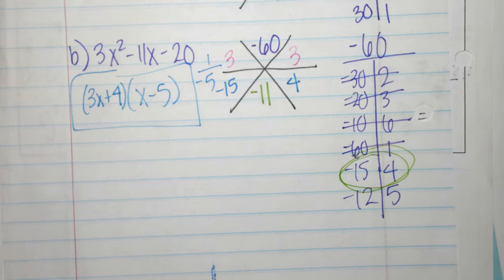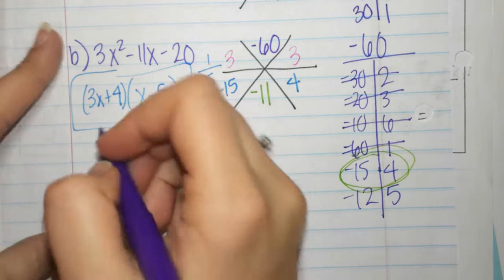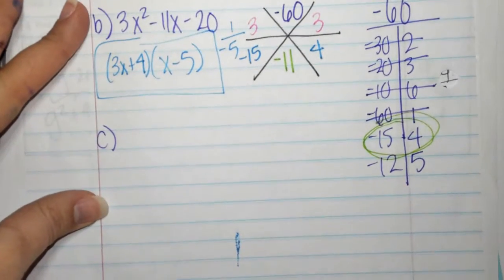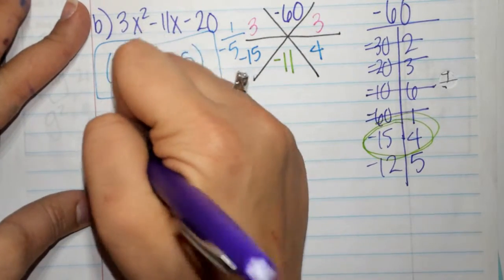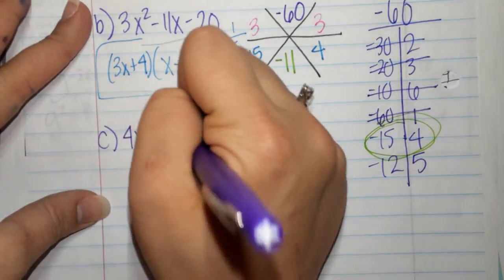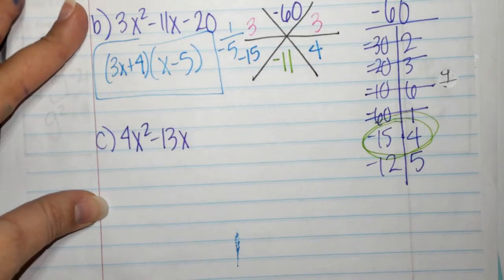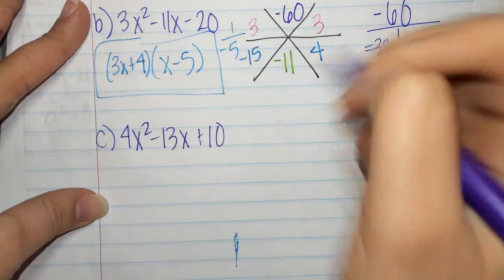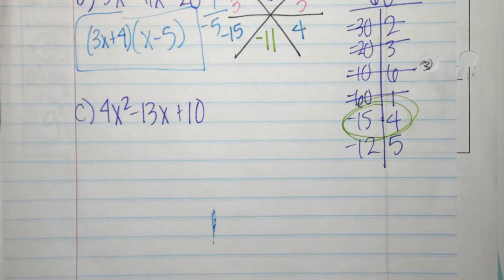Alright, let's mix it up and throw in a 4. 4x squared minus 13x plus 10. Now, I'm going to be walking around, but before you can ask me for help, you have to try it on your own, look at your notes, and talk to your group. Is everybody with me?